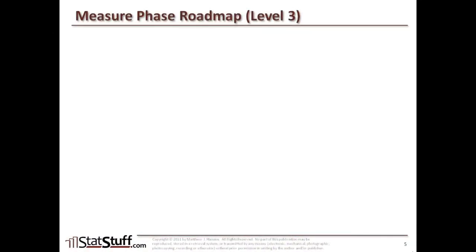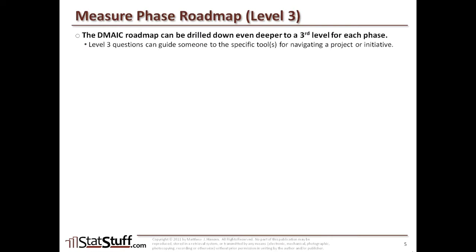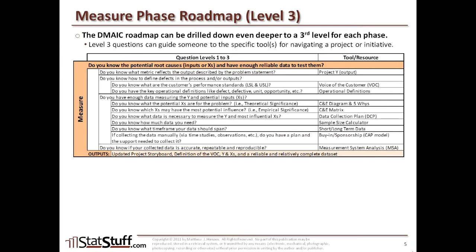Okay, now let's dig a little deeper by looking into the third layer, the measure phase of DMAIC. So now we're going to go beyond the second level of questions like we had before at level 1 and level 2 of the DMAIC roadmap, and more specifically we're going to target the measure phase at level 3. So we're going to dig a little bit deeper into that and explore some of these different questions we'd ask at that third and deepest level.